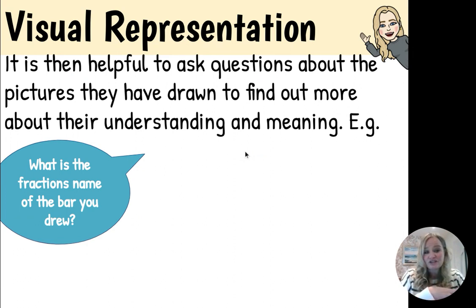Visual representations are really important with all of these problems that we've looked at so far today, to be able to prove and justify their solutions. It's helpful to ask questions about the pictures they've drawn to make them dig more deeply into the bar models that they've drawn as solutions.